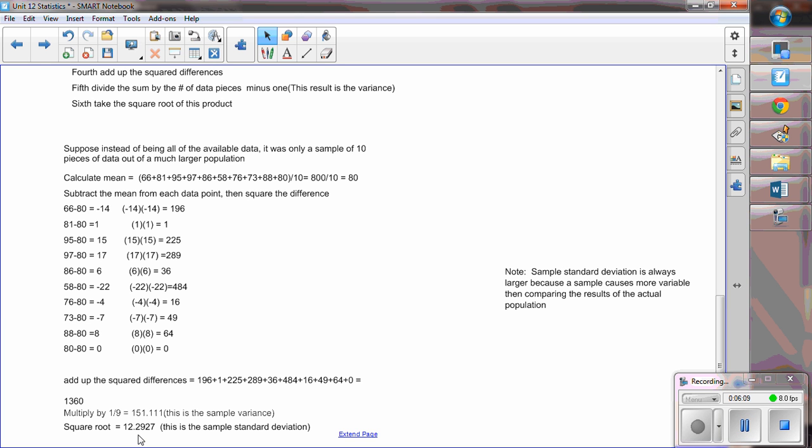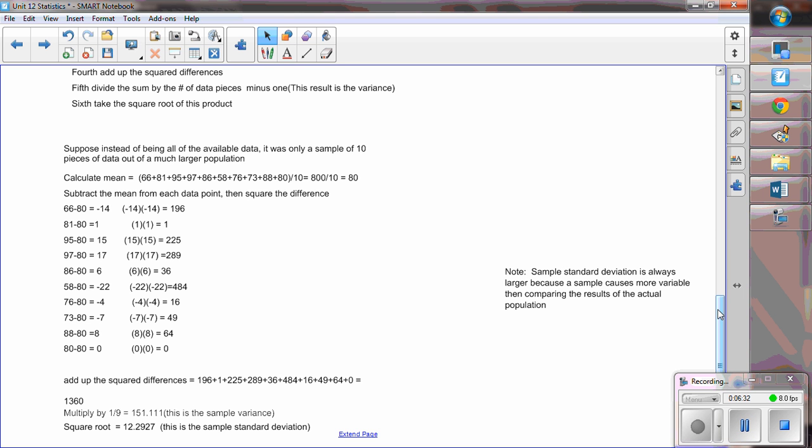This isn't that dramatically different than the 11 that we got in the last question, but it is different enough so that you will see that there is some difference. Now you could do this in a nice chart if you wanted to. I find that the easiest way to do it is to just go down and calculate the mean, subtract the mean, square the differences, add them up, multiply, and square root.